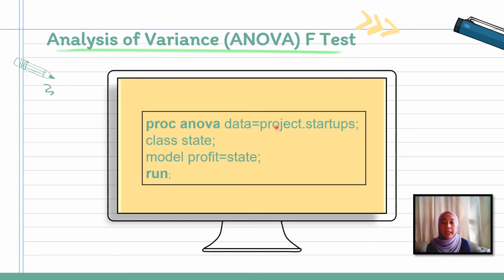So this is the command that we use for our data. Proc anova data equals project.startup, class state, as we want to identify state, and we want to use profit as our model. Model profit equals state, and we type run.